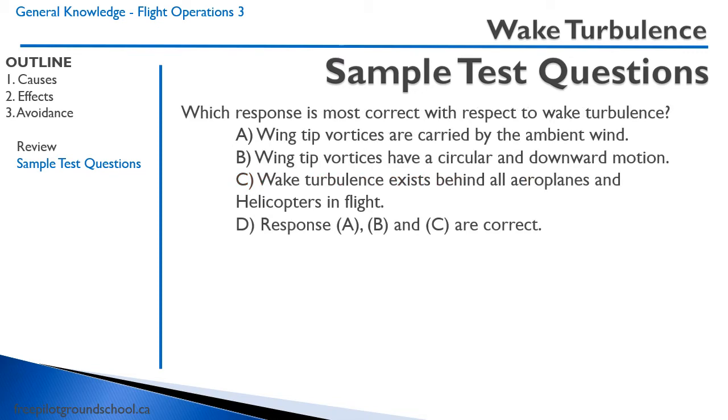Which response is most correct with respect to wake turbulence? A, wingtip vortices are carried by the ambient wind. B, wingtip vortices have circular and downward motion. So both of those are correct so far. C, wake turbulence exists behind all aeroplanes and helicopters in flight. That is also correct. Remember, wake turbulence is caused by vortices, and vortices are a byproduct of lift. Therefore, the correct answer is D, A, B, and C are correct.